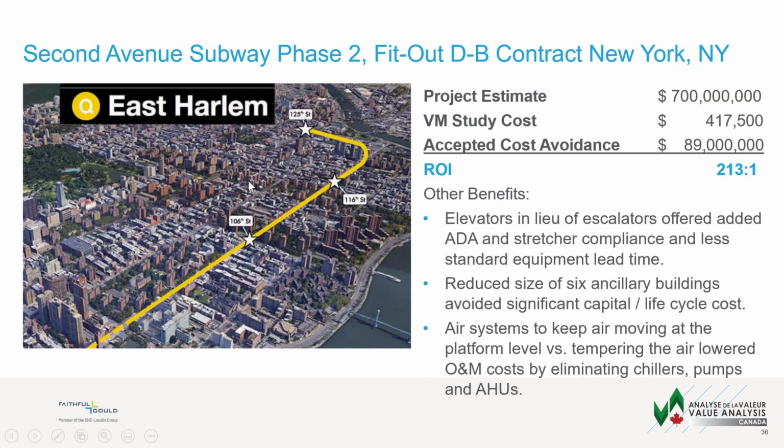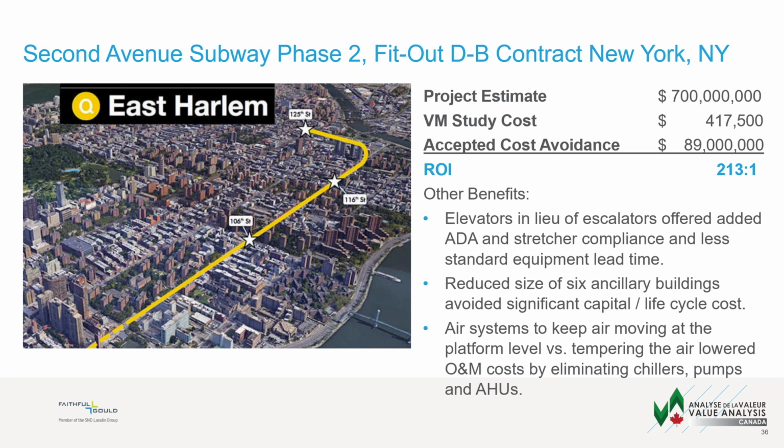And the last example, this is something we did: the 2nd Avenue subway in New York City. It was just the fit out of the subway stations. It was a $700 million project. We came up with accepted cost avoidance of $89 million, or a 213 to 1 return on investment. So it was obviously worth doing, but it was very early on in the project.